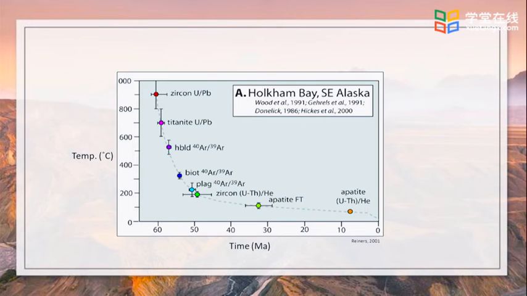This is a case study applying multi-method thermochronology, where many thermochronometers have been utilized, from higher temperatures to lower temperatures: zircon uranium-lead, titanite uranium-lead, hornblende argon-argon dating, biotite argon-argon dating, plagioclase argon-argon dating, and low-temperature geochronological methods: zircon helium dating, apatite fission track dating, and apatite helium analysis.